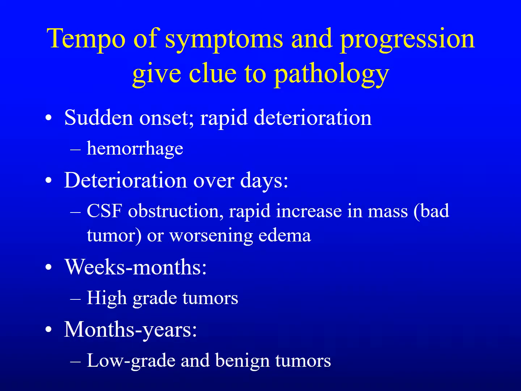The tempo or the onset of symptoms and progression can give us a clue to the pathology. If we have a sudden onset of deterioration, we could assume that we've had a hemorrhage into the tumor. If the deterioration occurs over a few days, we can think of obstruction of the cerebrospinal fluid causing hydrocephalus or a very malignant tumor. Deterioration within weeks to months suggests a high-grade tumor, and when deterioration occurs over years, we're looking at a low-grade tumor or most likely a benign lesion.